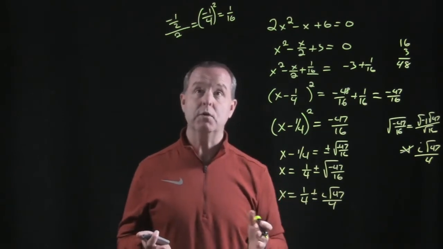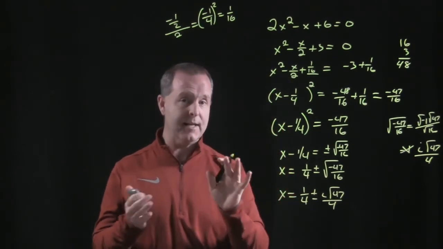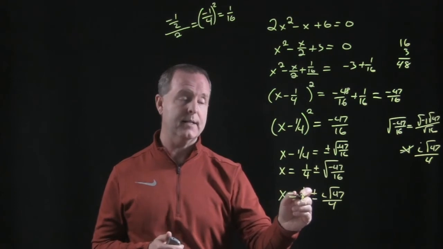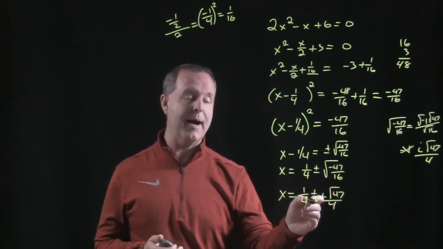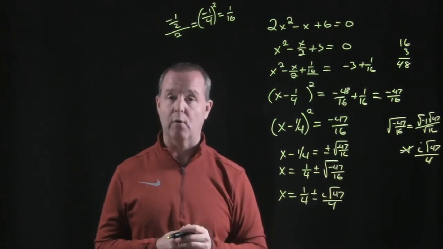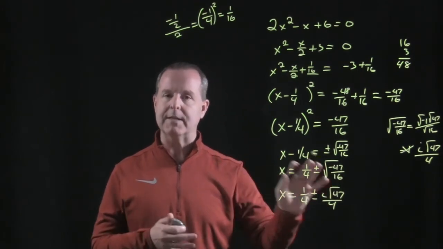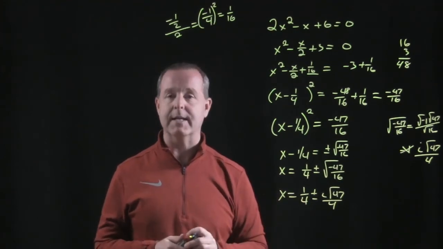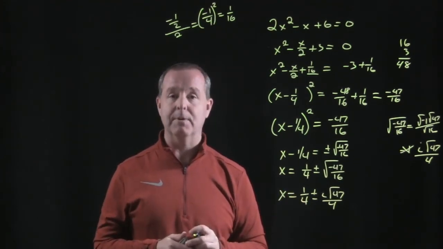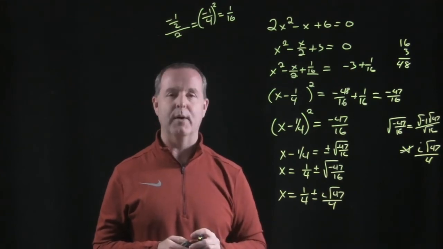And there's my two solutions for this particular quadratic. Again, there's two solutions: 1/4 plus i root 47 over 4, and the other solution, 1/4 minus i root 47 over 4. And you probably notice that these solutions are complex, and so they don't cross the x-axis, but they do work in the complex plane, which we'll introduce at some point in time with you guys.